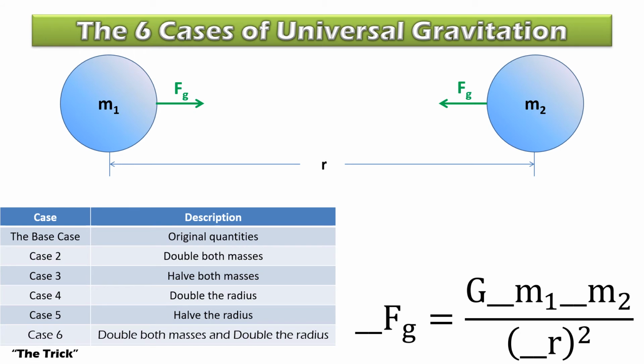Case number 6 is known as the trick. I want you to double both masses and double the radius. I know you haven't been pausing the video. Pause the video now and figure it out. And if you have been pausing the video, good job. Thank you for listening to what I said before. So if you double both masses, did you pause it? Now this is the answer, okay?